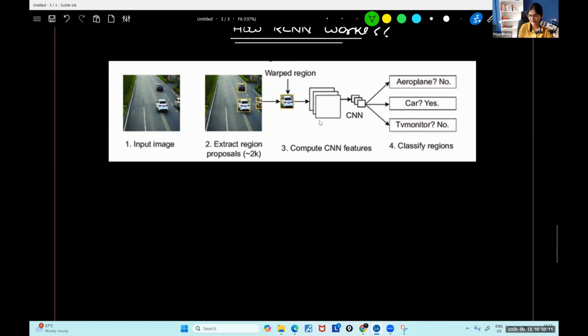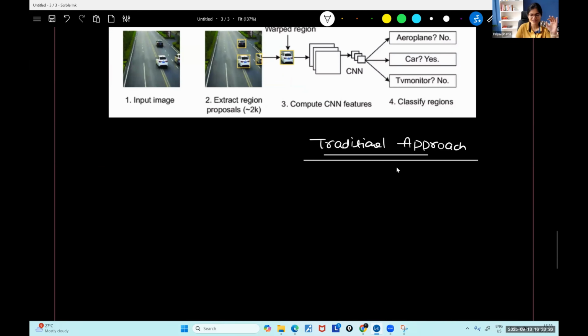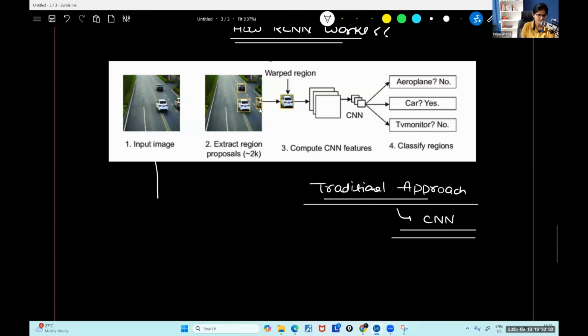Now, what was the traditional approach to solve this problem? What was the traditional approach before this RCNN comes into picture? In the traditional approach, we just had the normal CNN. And you all know that with the CNN, we can easily do the image classification task. But we just had only a single image. This is the image that we will be having.